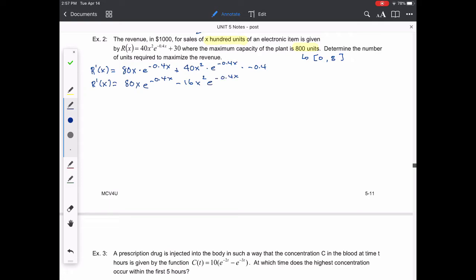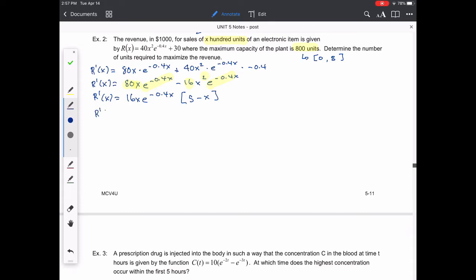Now we can actually factor something out. Again, 16 times 5 gives me 80, so I know I can take out 16 from both the 80 and the 16. We can actually factor out the exponential as well, and we can factor out an x. So when we do this, that's what it looks like. We're going to factor out a 16x e to the negative 0.4x, and we're left with, on the first part, just 5, and on the second part, we're left with x.